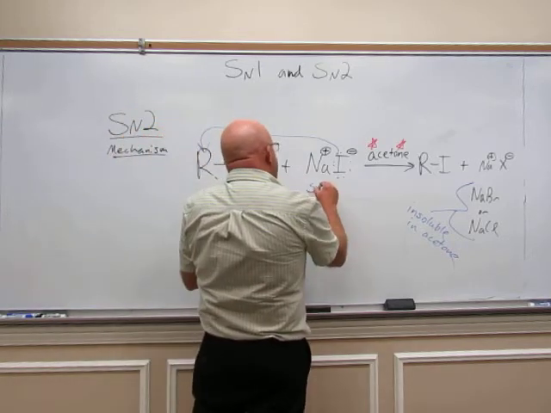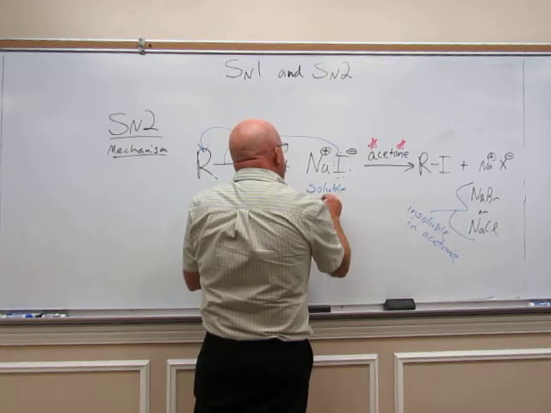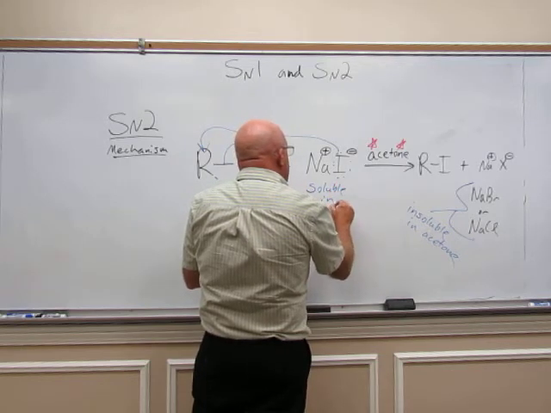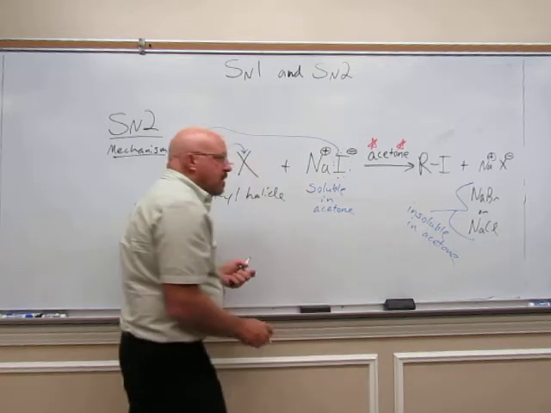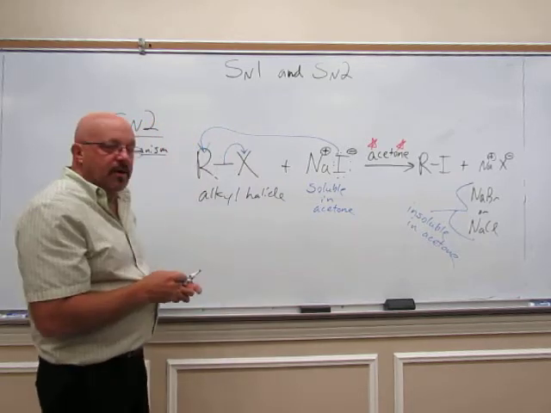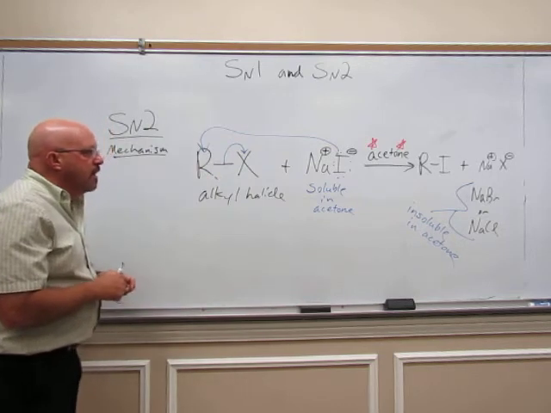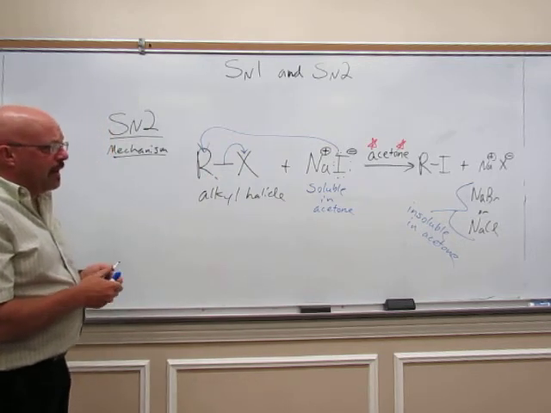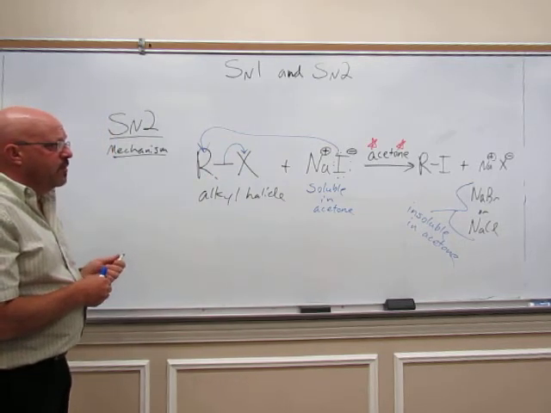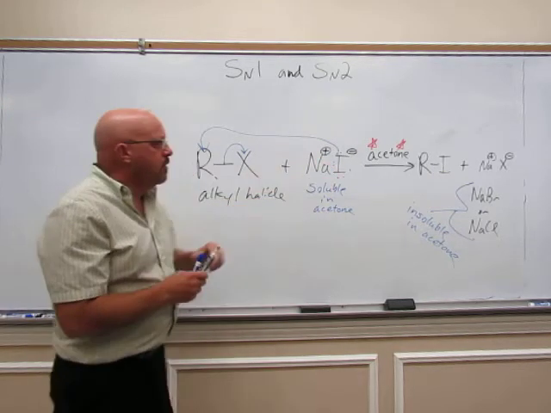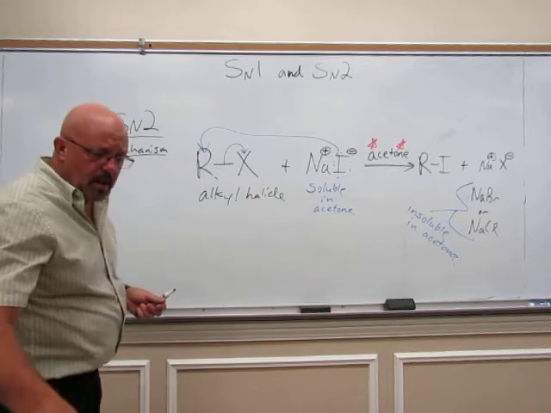Sodium iodide is soluble in acetone, so it dissolves and the reaction can take place. Those precipitate out, reverse cannot take place. So this is a trick that we play on this reaction by doing the reaction in acetone. We're forcing it to go to the right as it's drawn.